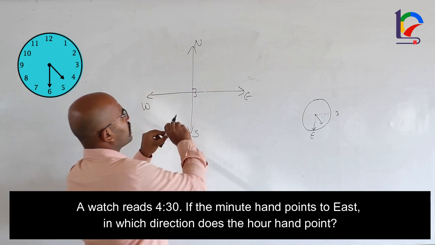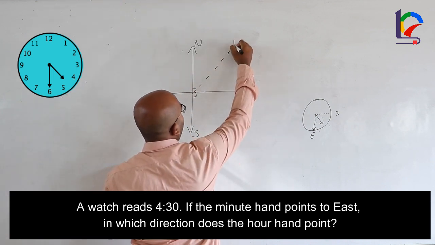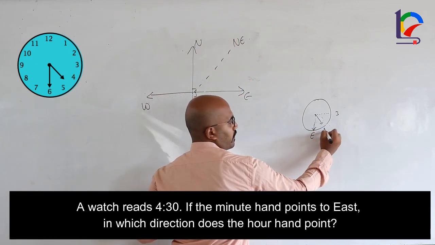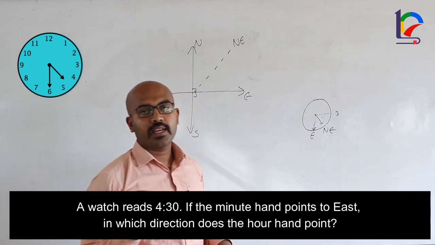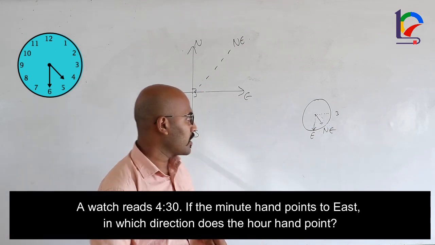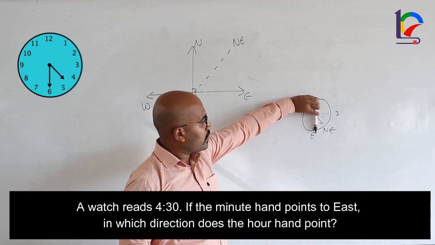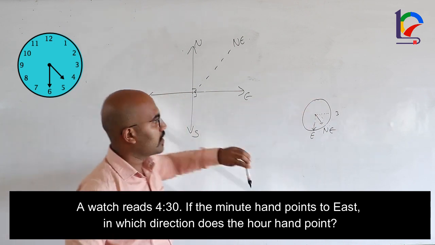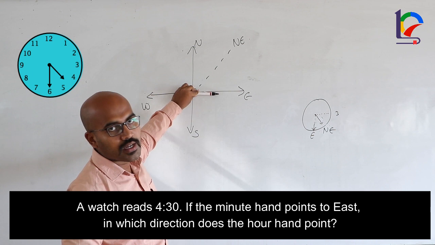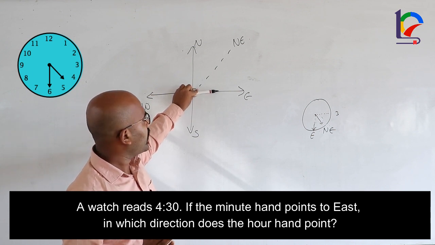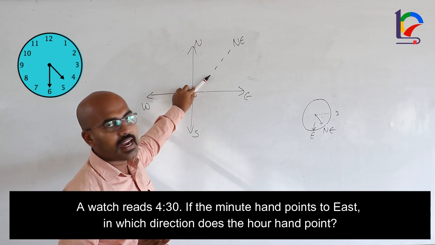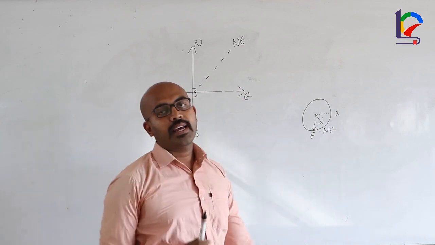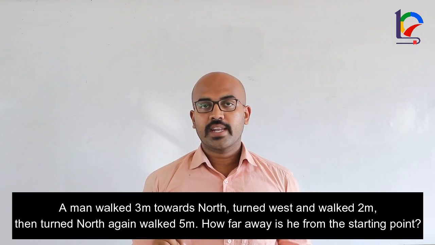this direction would be northeast. Hence, the hour hand will be pointing in the northeast direction. Be careful that whenever you are taking such problems, you are moving in the anti-clockwise direction through an angle of 45 degrees. Similarly, from here you need to rotate at an angle of 45 degrees in the anti-clockwise direction. You will be facing in the direction of northeast. Moving on to the next one.